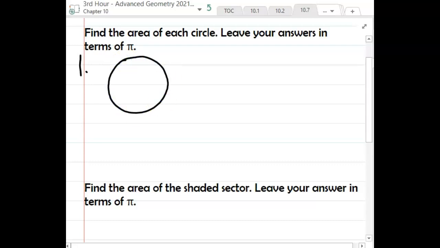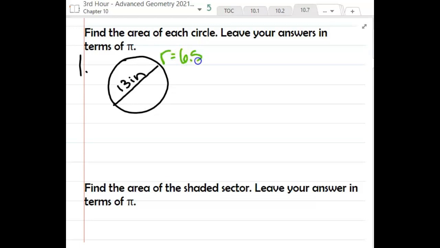So first one, we're going to draw a line all the way across the circle that is going to measure 13 inches. So if I want to find the area of any circle, the biggest thing, you have to have the radius. Is this the radius? No! It's the diameter. How do we get from the diameter to the radius? Take half of it. Yeah, divide by 2. So the radius would be 13 divided by 2, which would be 6.5.